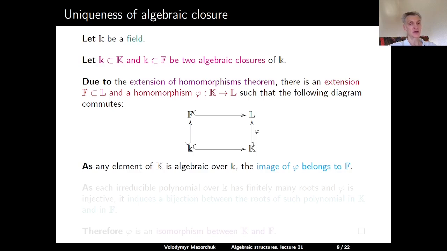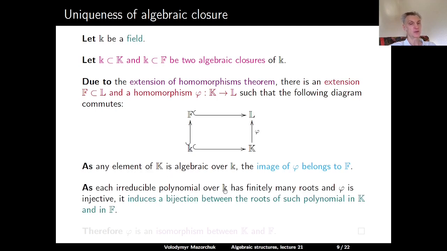Next, any element in the capital K is algebraic over k, and so the image of phi must belong to F. And each irreducible polynomial over little k has finitely many roots. And so our phi, when we restrict it to the roots of this polynomial, should of course send them to the roots of the same polynomial, but now in F. And they are finitely many, so it induces a bijection between these roots when we look at them as elements in capital K or as elements in capital F. Therefore, phi is in fact an isomorphism between capital K and capital F.